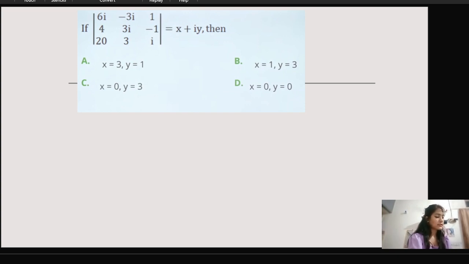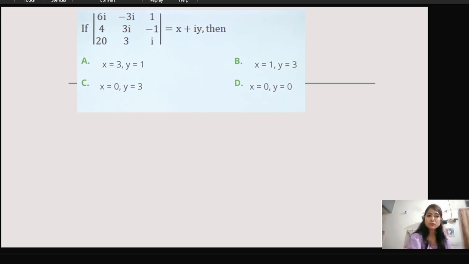Okay, so next we have to find, if this determinant is equal to x plus iy, which option is the correct one. So we have to find the determinant of this matrix.